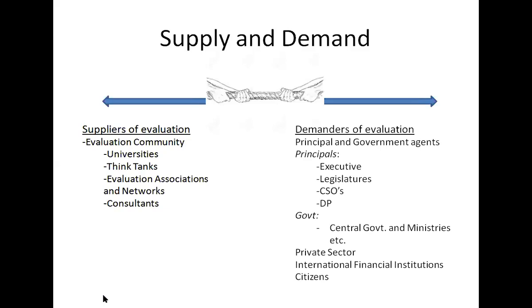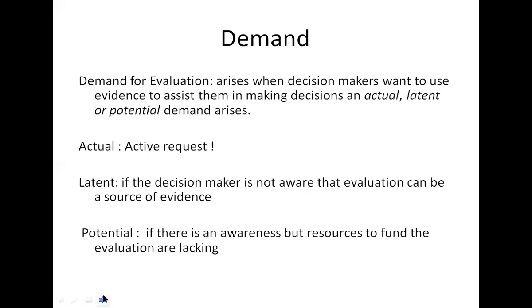So we say that there is a demand for evaluation when decision makers want to use evidence to assist them in making decisions. And this demand comes either as actual or latent. Latent demand for evaluation arises if the decision maker is not aware that evaluation can be used as a source of evidence. Potential demand arises when there is an awareness of the importance and relevance of evaluation, but resources to fund the evaluation are lacking.